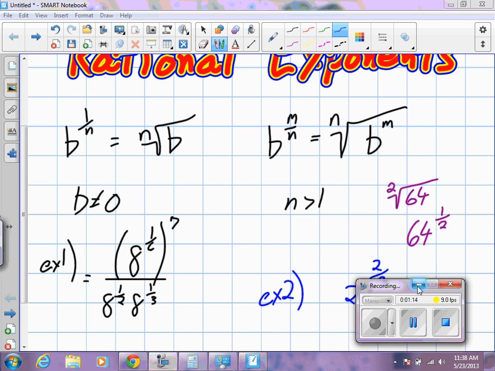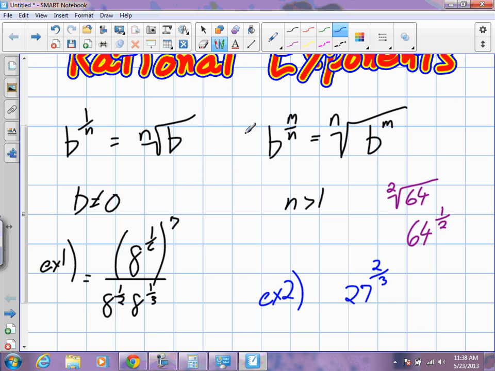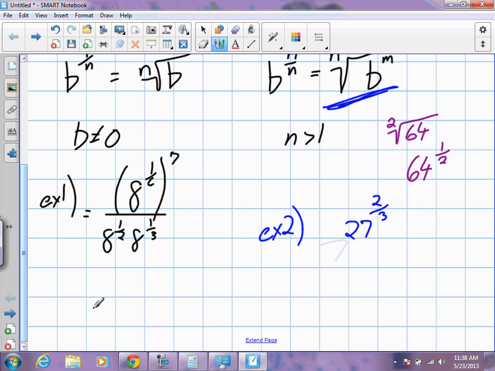We're going to focus on this question here. We have 27 to the power of 2 over 3. So what we're going to do is rewrite it in this form. The number on the bottom is the root, it's 3. So we're going to be looking for the third root of 27. In other words, a number times itself 3 times that is equal to 27.